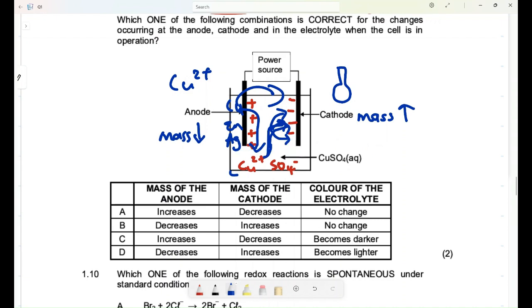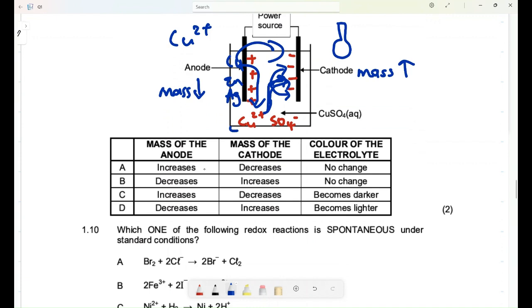Therefore the most correct answer: mass of the anode will decrease, mass of the cathode will increase, no change, no change. So the most correct answer in this case is B. It meets all the requirements. It is B.